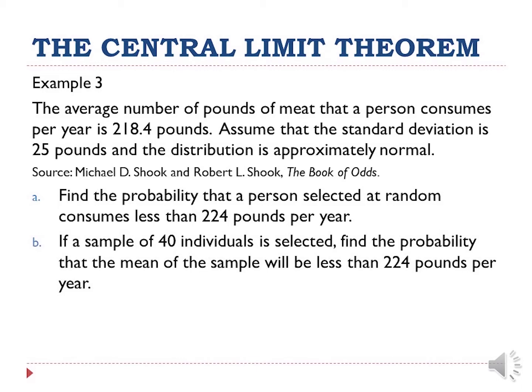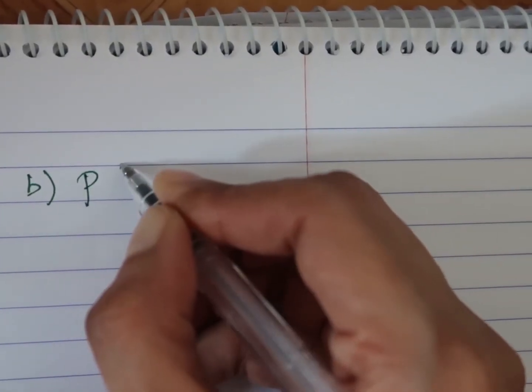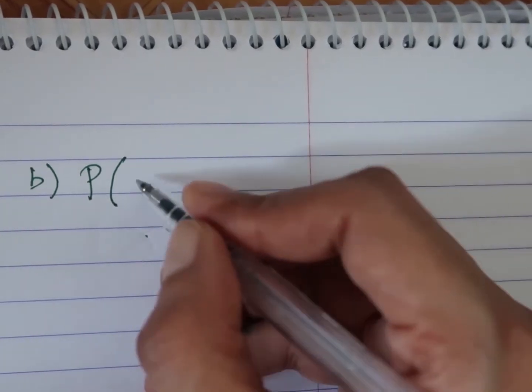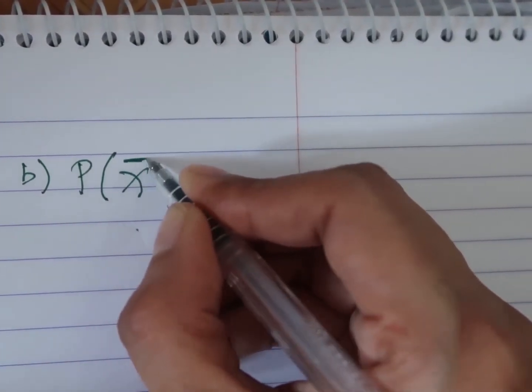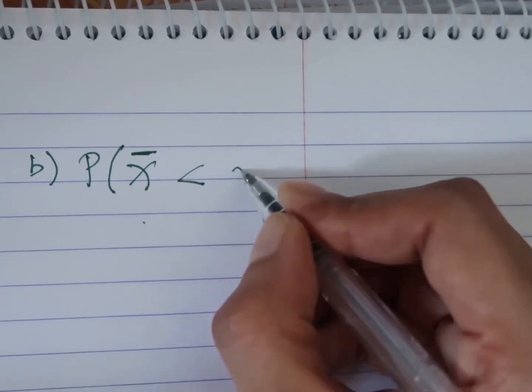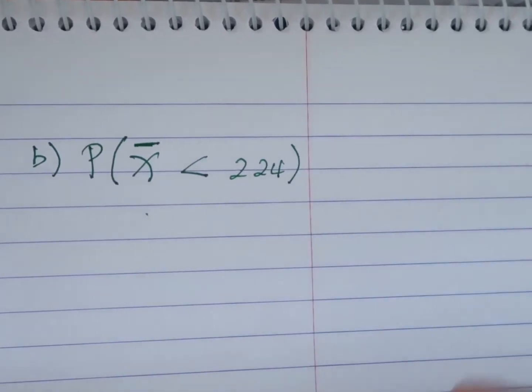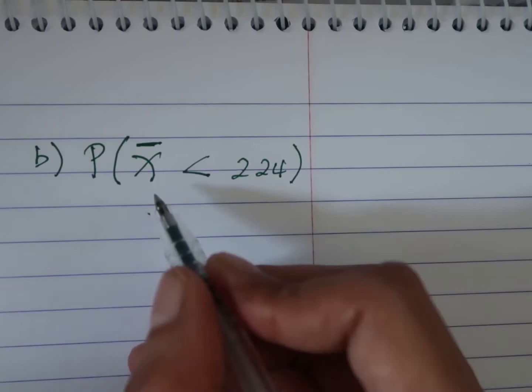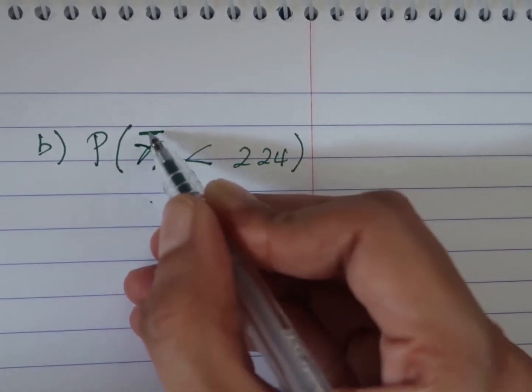So letter B, if a sample of 40 individuals is selected, find the probability that the mean of a sample will be less than 224. So can you see now the difference? This time, the given is a sample mean.